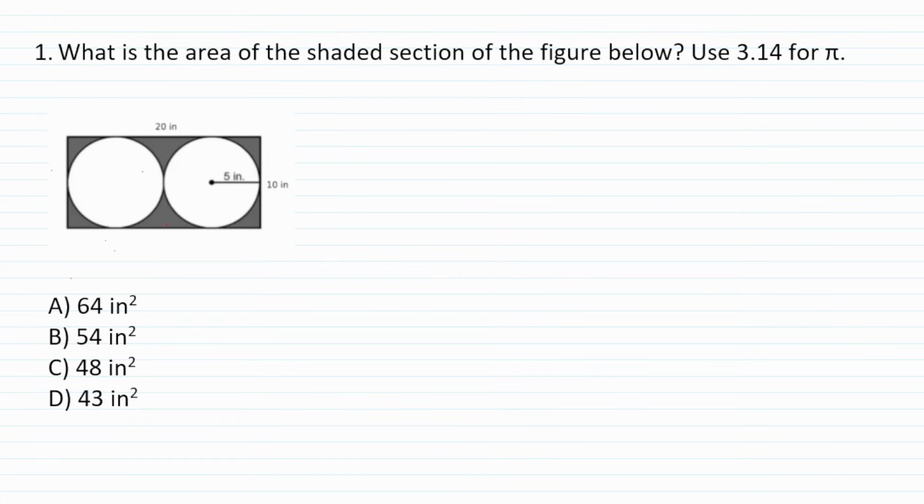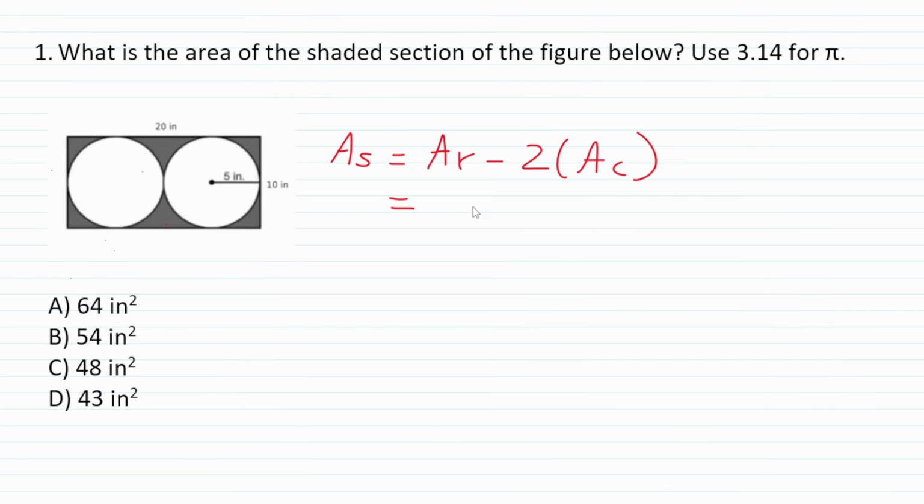This first question says, what is the area of the shaded section of the figure below? Use 3.14 for pi. So if we look at our figure here, you should see that we have a rectangle, and inside that rectangle we have two circles that are identical. In order to find the area of the shaded section of this figure, we're going to find the area of the rectangle, and from that we're going to subtract 2 times the area of one of the circles. Again, these circles are identical, so we only have to find the area of one of them and multiply it by 2.